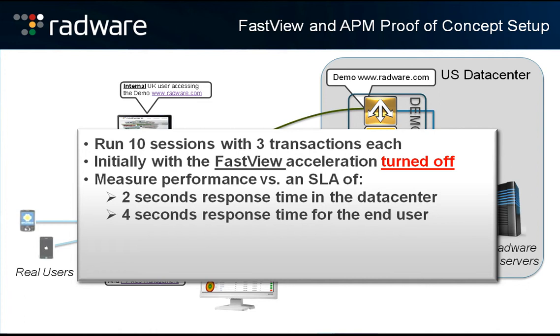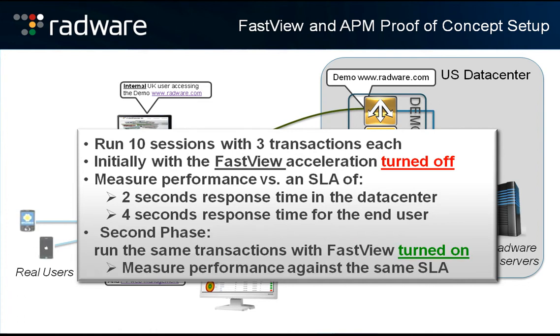At Radware, we decided that our website SLA needs to meet a 2-second response time within the data center and an overall 4-second response time for the end customer. Afterwards, we will activate Fastview and run the same 3 transactions through the same 10 different sessions with the acceleration turned on, and then review the performance results again with our APM.